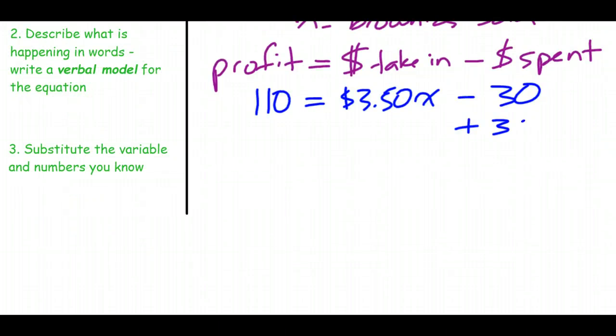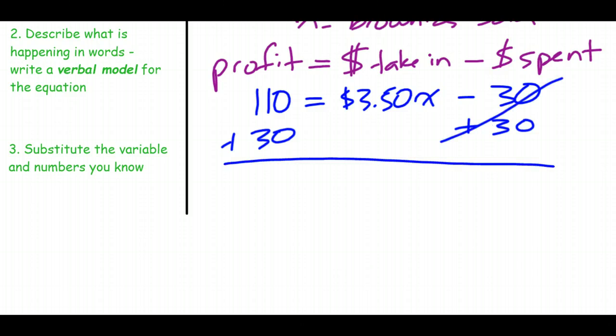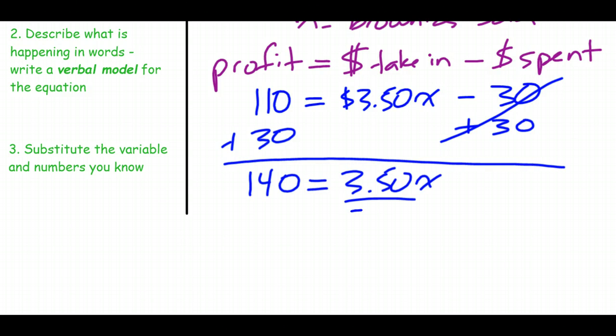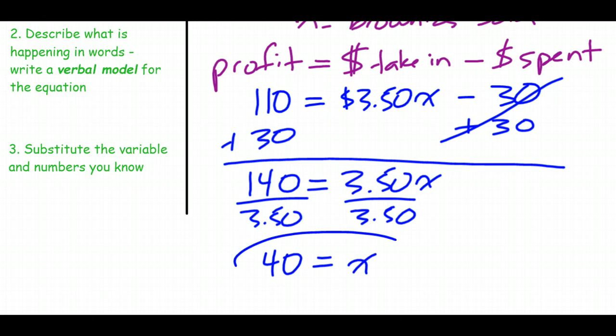Now we add that 30 back in. So we need to make $140 from the brownies, which is 3.50 times x. Divide that by 3.50 to solve it. And we get that, sorry, not 20, 40 is the number of brownies that we need to sell. So we need to sell 40 brownies.